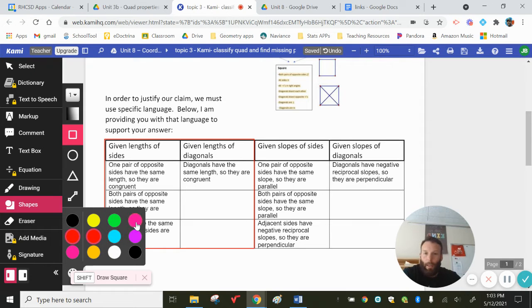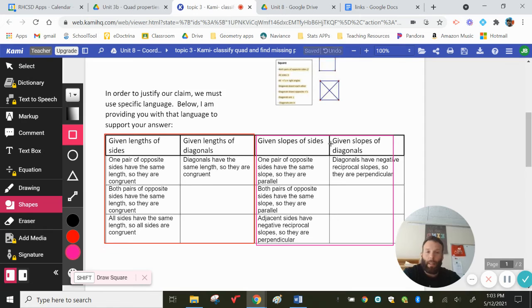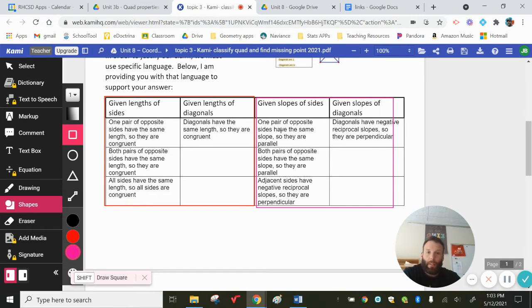Whereas on the other side of the table, this is talking about slope. Over here I have some slopes, and my picture's in the way, so I can't quite make my square, but good enough. So over here, I'm talking about slopes: when you're given slopes of sides and when you're given slopes of diagonals. Think about in coordinate geometry, what does slope show? Well, slope can show if lines are parallel, and slope can show if lines are perpendicular. So that's what I said here, that when opposite sides have the same slope, they're parallel. Or if both pairs of opposite sides have the same slope, then they're both parallel.